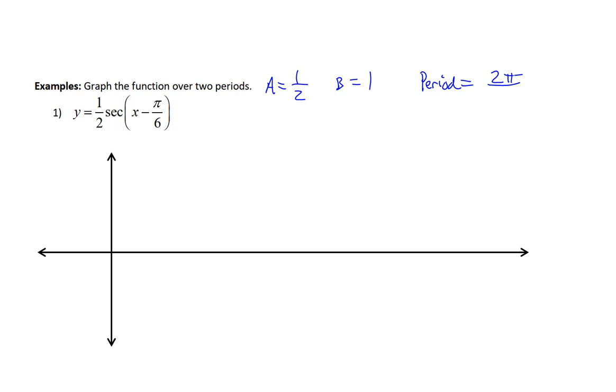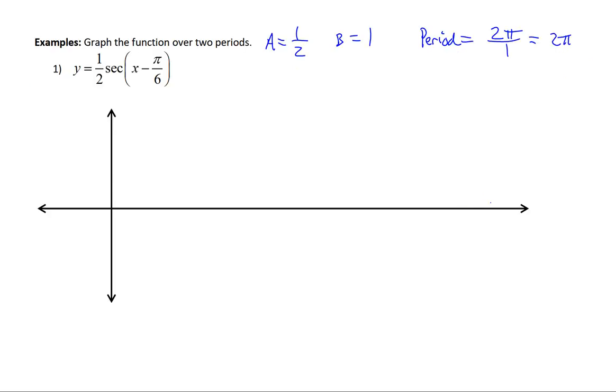And we noted that above. We noted that secant and cosecant have the same period as sine and cosine. They're just 2 pi. So we're going to take 2 pi and divide it by b. Of course, b here is 1. So that means the period of this transformed function is no different. It's just 2 pi.